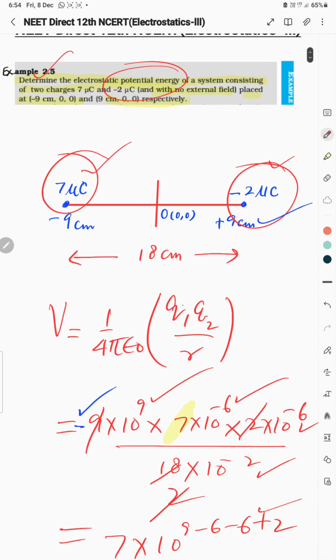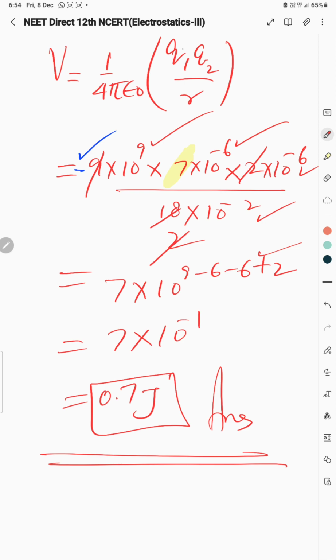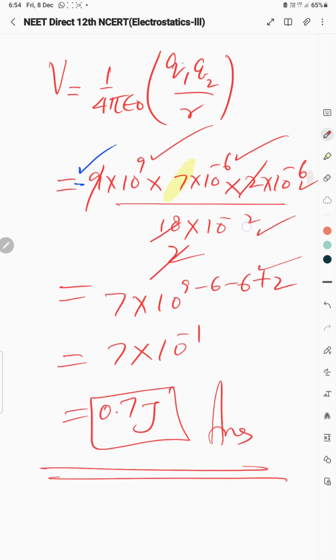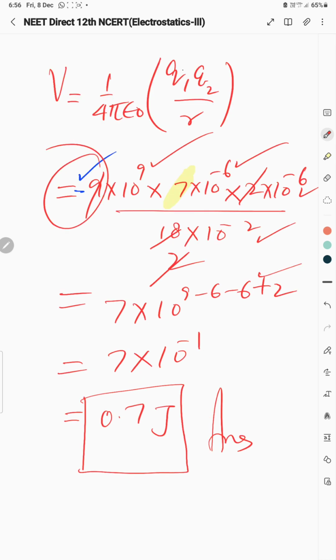So you have to find electrostatic potential energy, so I should write the unit as 0.7 joule, because we are supposed to find the potential energy. So this is the answer to this particular problem. But as I mentioned earlier, there was a minus sign here, so I must insist on this negative sign, so you have the answer in negative. So the potential energy is negative 0.7 joule.